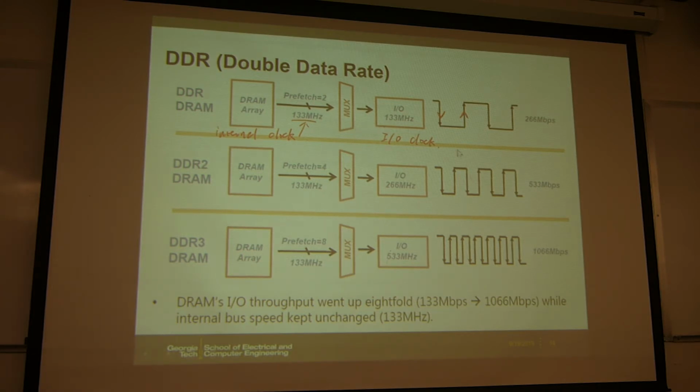So in this case, you double the data rate. So the data rate will be doubled, so it will be 266 Mbps, bit per second. Of course, then you can increase the I/O clock frequency. You double the I/O clock frequency, and with a double edge, then you will times 4 of the data rate. And this is DDR2. And then DDR3, you will times 8.